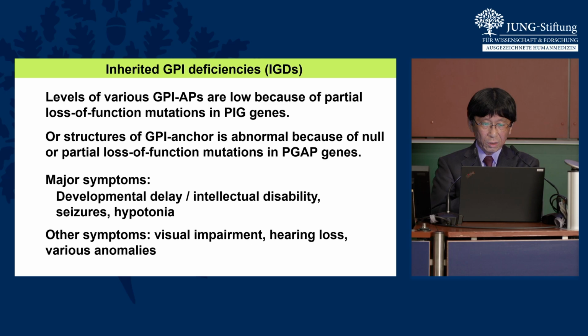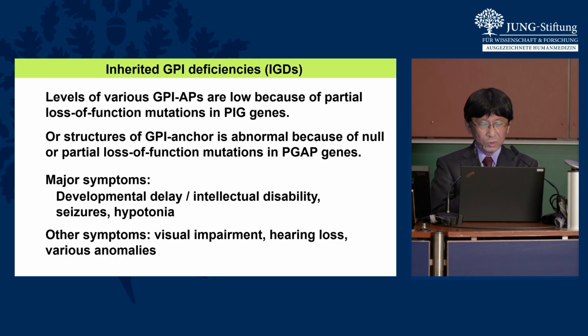So in inherited GPI deficiencies, levels of various GPI-anchored proteins are low because of partial loss of function mutations in PIG genes. Or the structure of the GPI anchor is abnormal because of null or partial loss of function mutations in the PGAP genes involved in the maturation reactions.